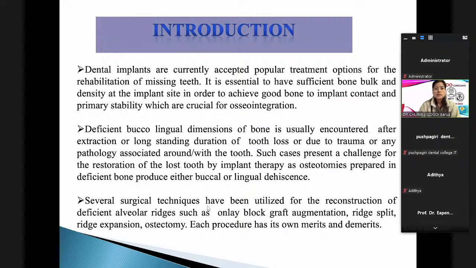Dental implants are currently an accepted, popular treatment option for rehabilitation of missing teeth. It is essential to have sufficient bone bulk and density at the implant site in order to achieve good bone-to-implant contact and primary stability, which are crucial for osseointegration. Several surgical techniques have been utilized for the reconstruction of deficient alveolar ridges, such as onlay bone block augmentation, ridge split, and ridge expansion osteotomy. Each procedure has its own merits and demerits.